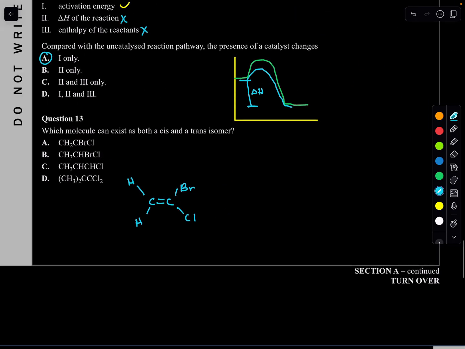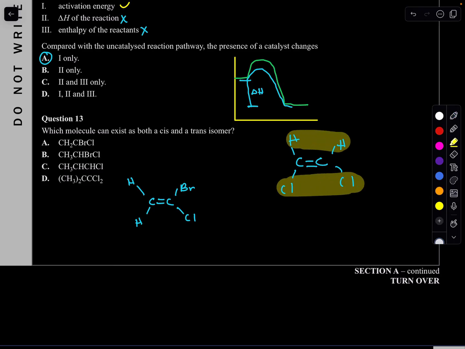Remember, a cis is when you have a molecule. Let me draw a nice molecule. A cis is when you have, let's say, hydrogen here and a hydrogen here, and say chlorine and chlorine. This is a cis because you can see that they are on the same side. Here, you really can see nothing on the same side.